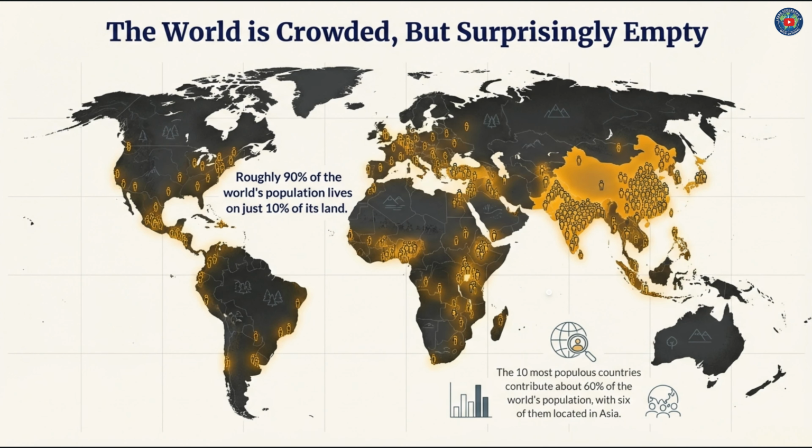Good evening, everyone. In this class, we are going to discuss world population distribution and growth. Roughly 90% of the world's population lives on just 10% of its land. The 10 most populous countries contribute about 60% of the world's population, with 6 of them located in Asia.